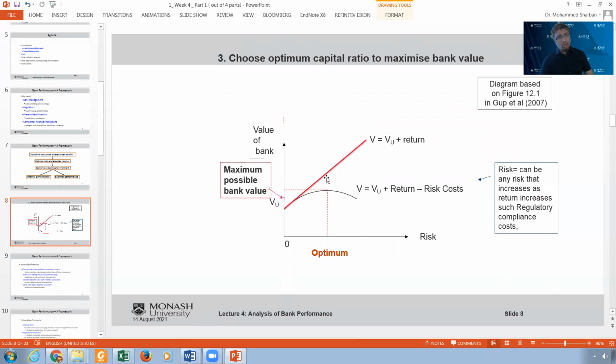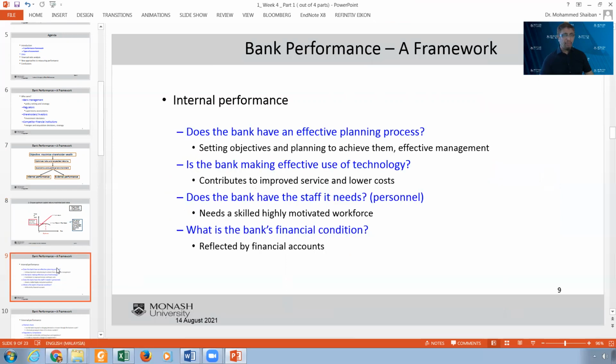So actually, when we are talking about banks, we are talking about this curve, not only this curve. This curve is only telling us return without risk. This is taking the return, which is a plus, minus the risk cost, which is making the value of the bank. Please take that into consideration. Now, this is maybe the only technical point.